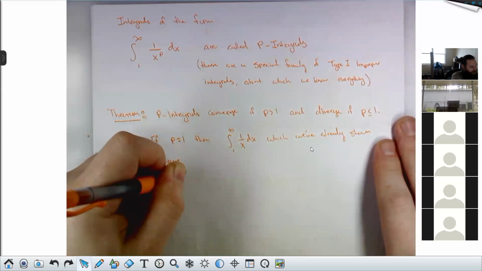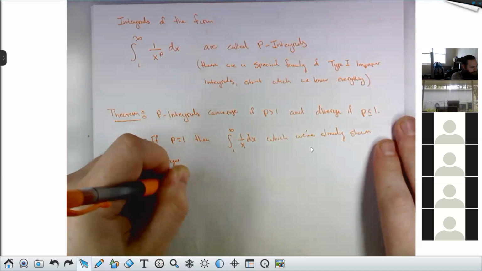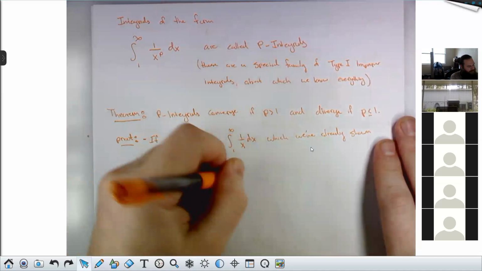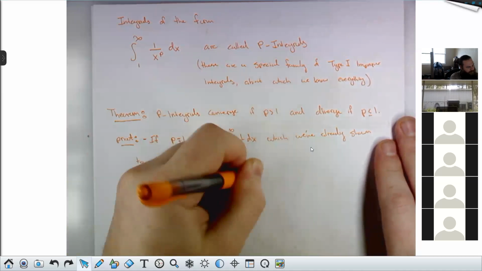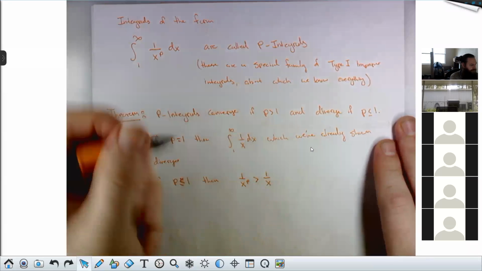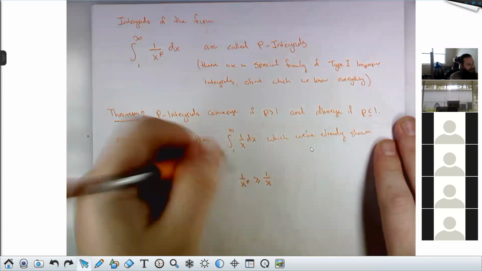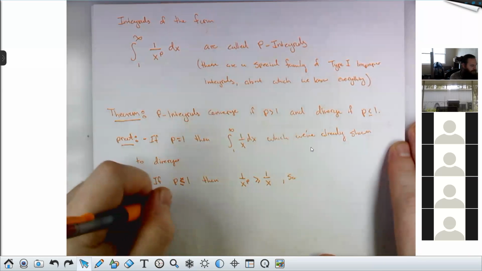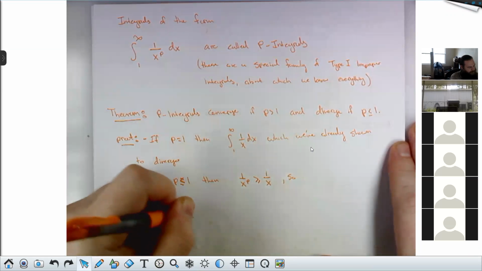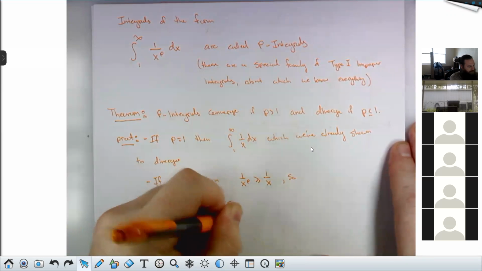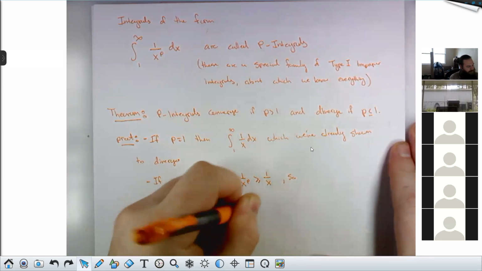If p is, let's say, we'll do this one first. If p is less than or equal to 1, then 1 over x to the p is actually bigger than or equal to 1 over x. So the integral from 1 to infinity of 1 over x to the p dx would be greater than or equal to the integral from 1 to infinity of 1 over x dx, right?